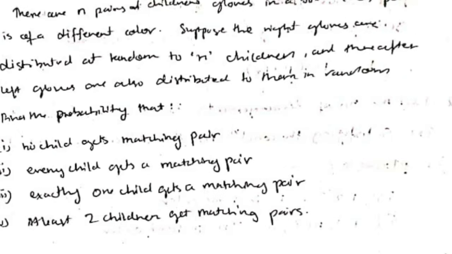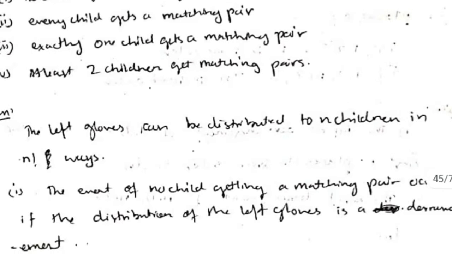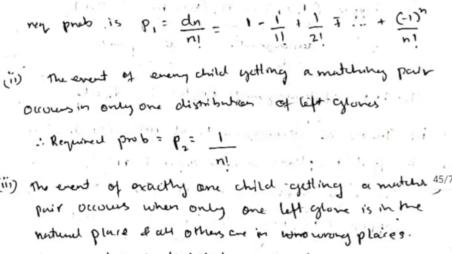In the second part, we have been asked in how many ways every child will get a matching pair. Since there is only one way for every child to get a matching pair, the probability will be 1 by n factorial. This is the total number of ways, and 1 is the number of ways in which each child will get the matching pair.